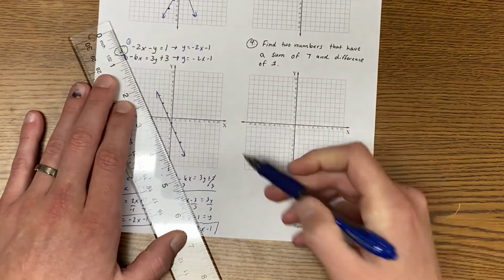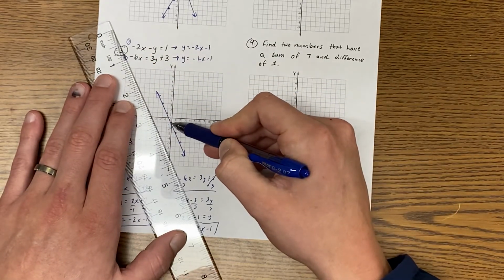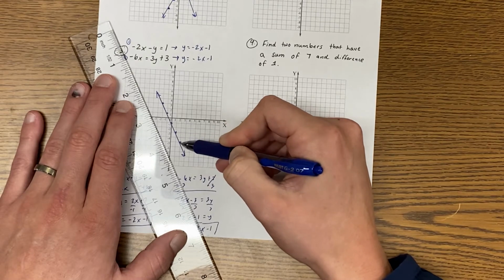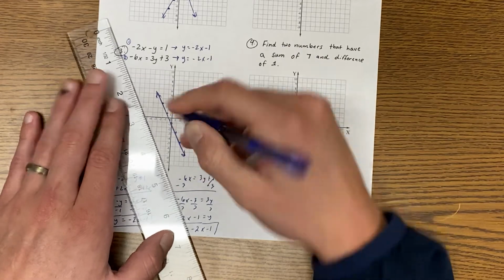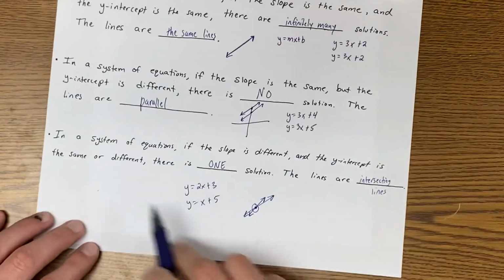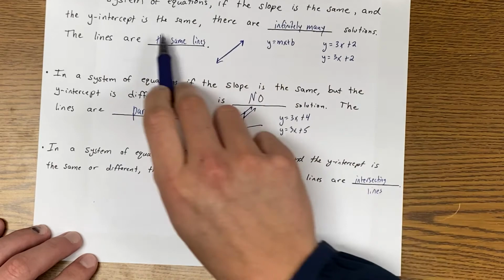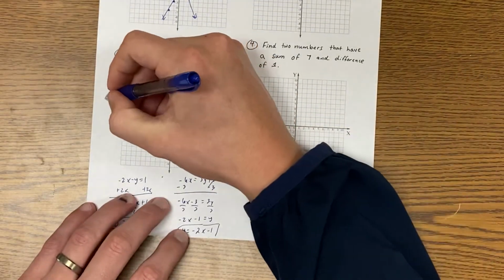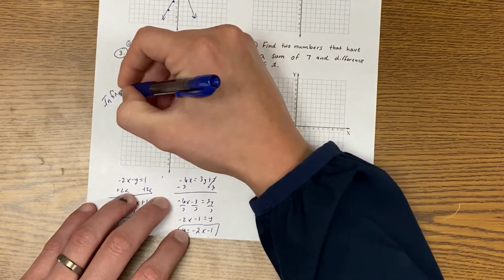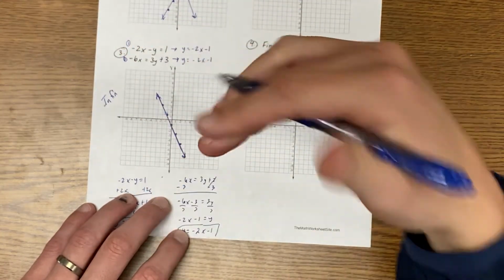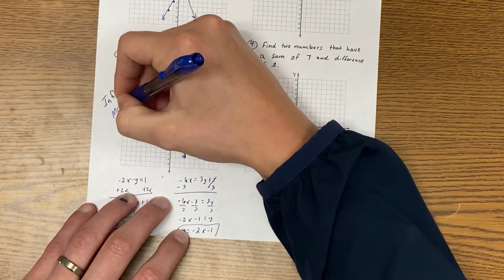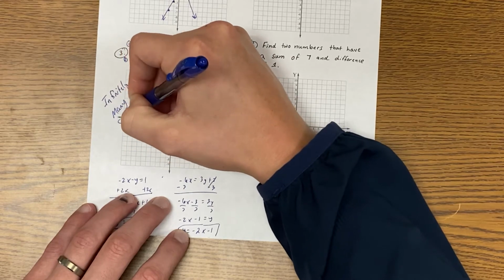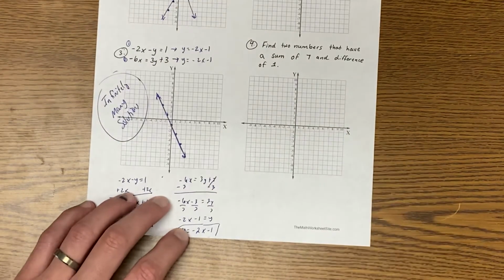And then what happens when we go to graph the other one? Negative 1, down to right 1, down to right 1. We get the same line. Okay, so over here we saw that when we have the same slope, same y-intercept, we have infinitely many solutions because our lines are the same. And they cross at an infinite number of points because these lines go on and on and on forever in both directions. Okay, so all we have to write is infinitely many solutions, and that is our answer.